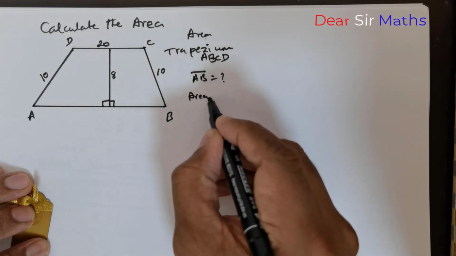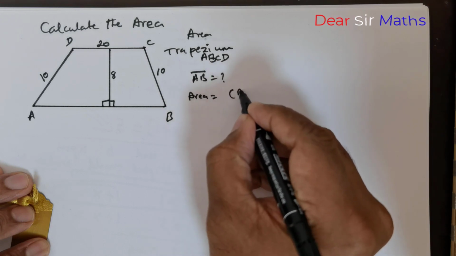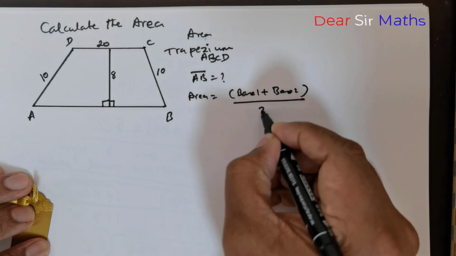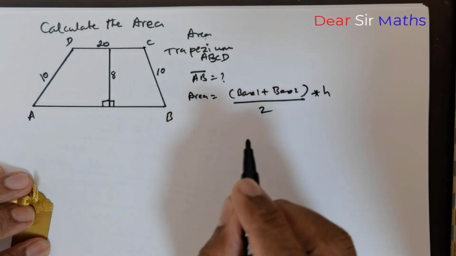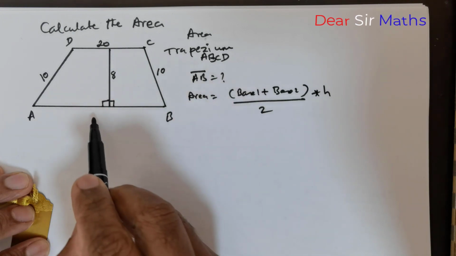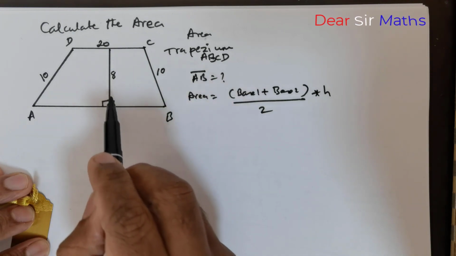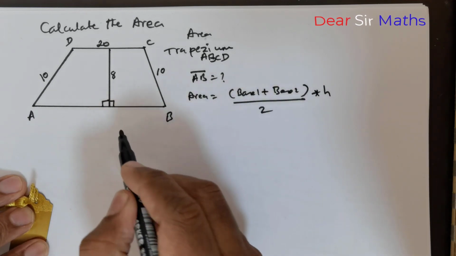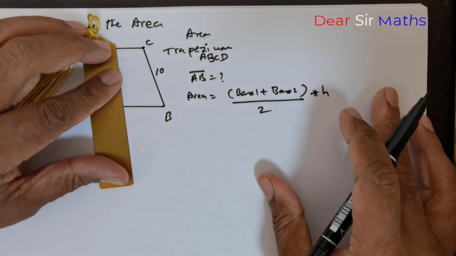Now it is imperative to know the formula. So the area of the trapezium is nothing but base 1 added with base 2 divided by 2 multiplied with height. So this is the area formula. Now I have base 1, but I don't have base 2. I have a height, and since I do not have one of the bases, we are expected to find that base. So how are we going to do that?